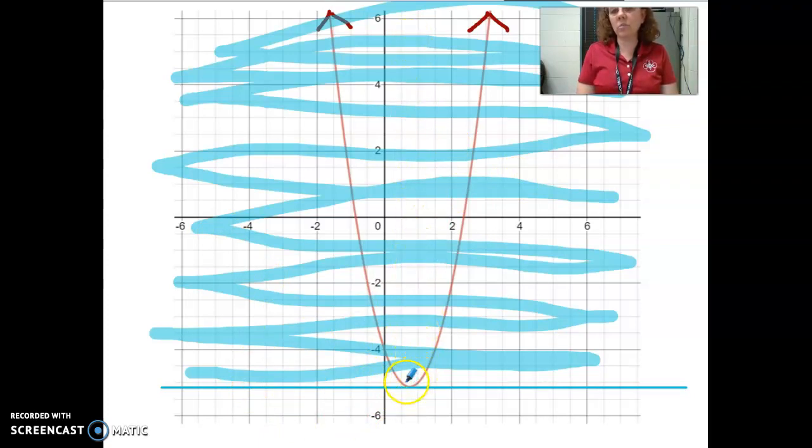So the range on this one is -5 to infinity, but if they color it this way, maybe they're going to write infinity to -5, and they're going to write it backwards. So it's really important they do it in the right order. That's why we emphasize range is bottom to top. Okay, so that is an Algebra 1, Algebra 2 example.